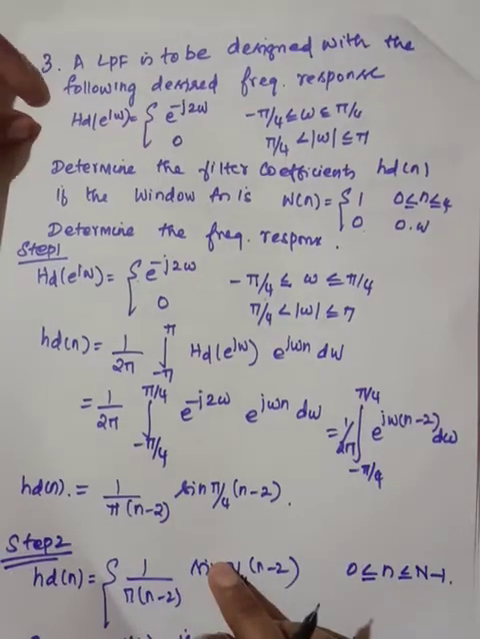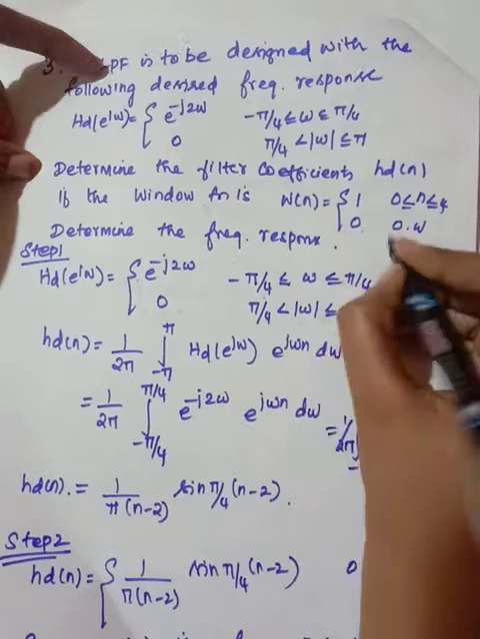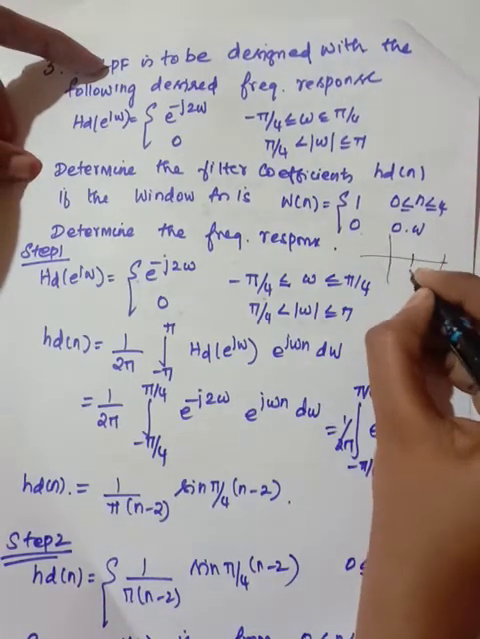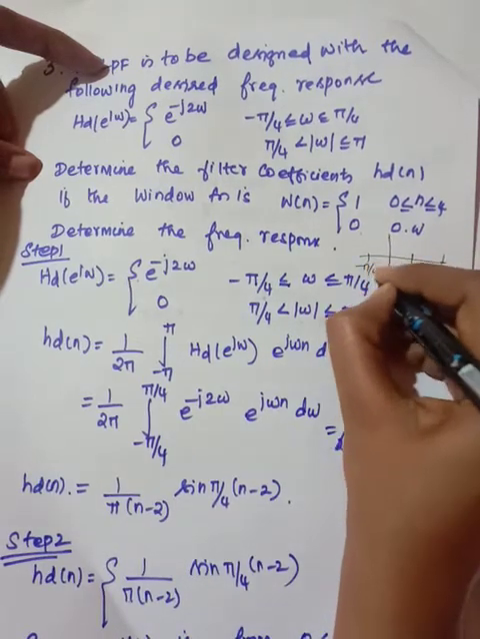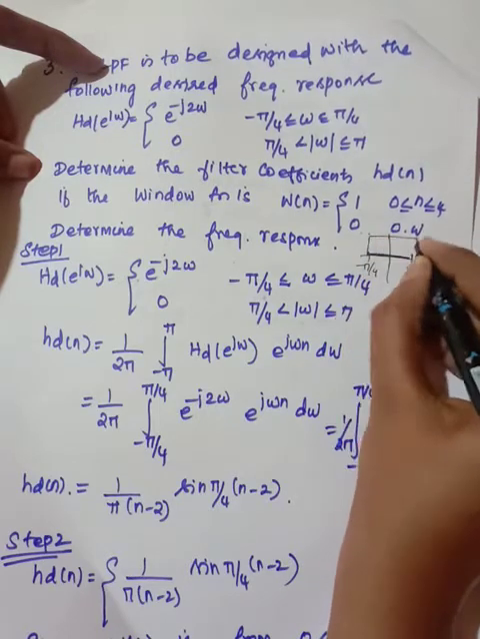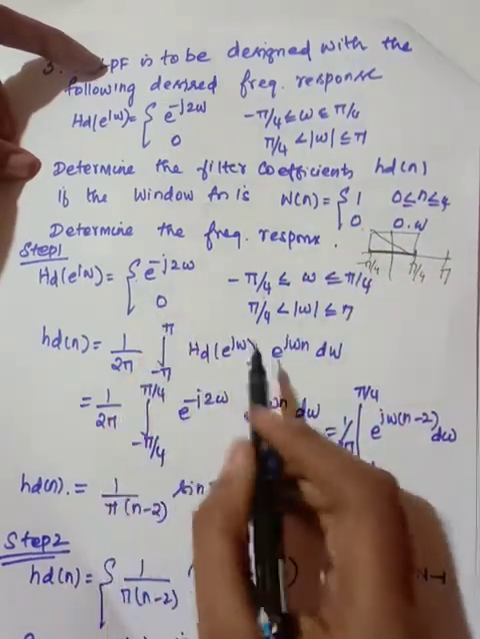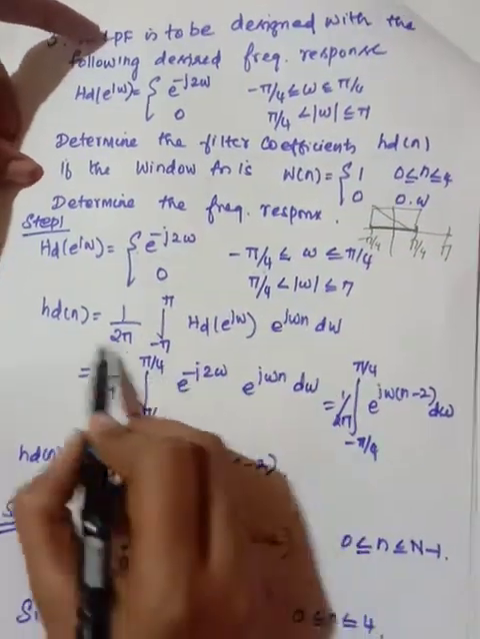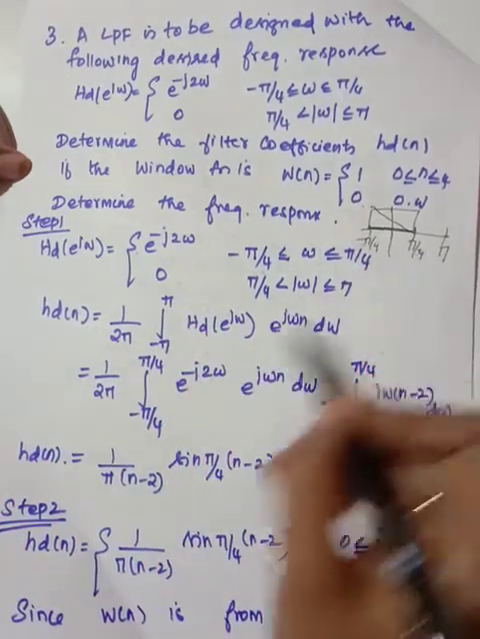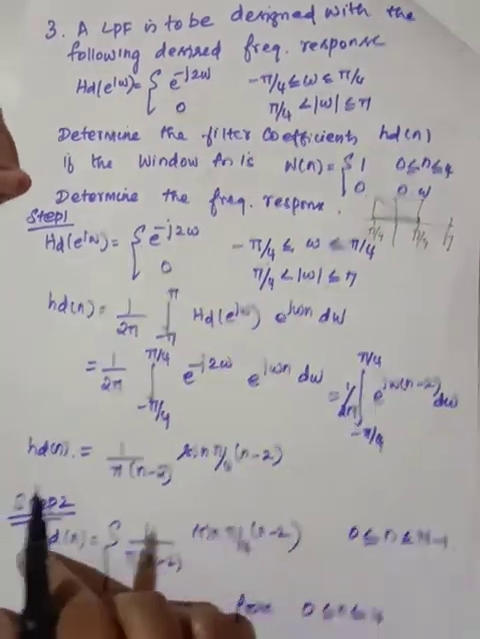Now see another problem. Here you are going to design a low pass filter whose response is given, where the total range is pi. Here it is from pi by 4, here it is minus pi by 4. This is the response range. Okay, since it is an exponential, you will have a decaying one, but the same thing we are going to incorporate for finding hd of n. So minus pi to pi, here it is minus pi by 4 to pi by 4, e power minus j 2 omega, e power j omega n. So integrating it, you will get this.